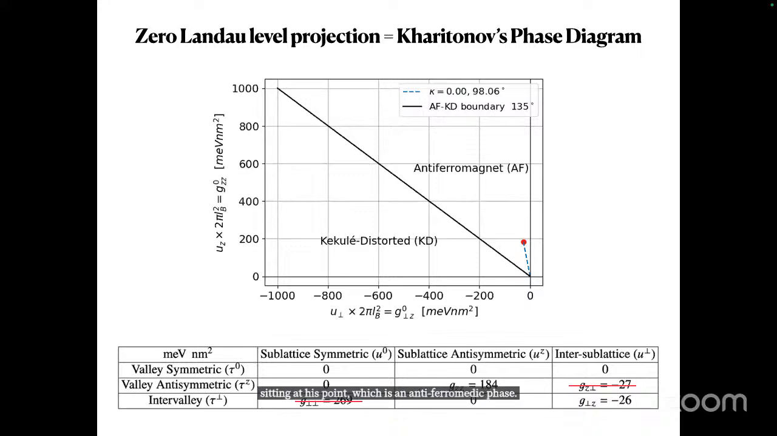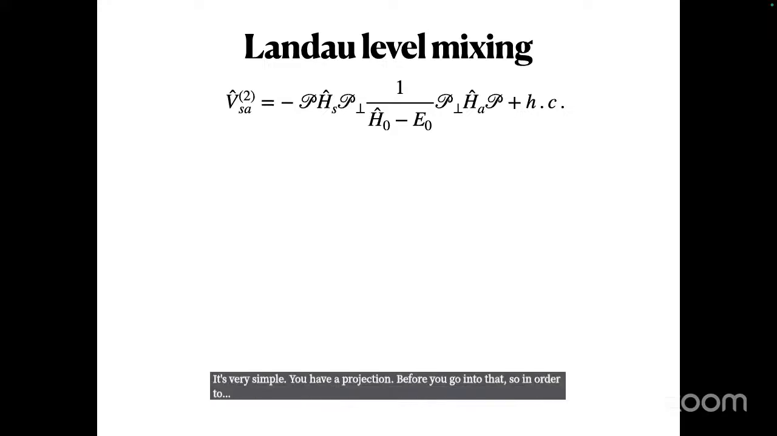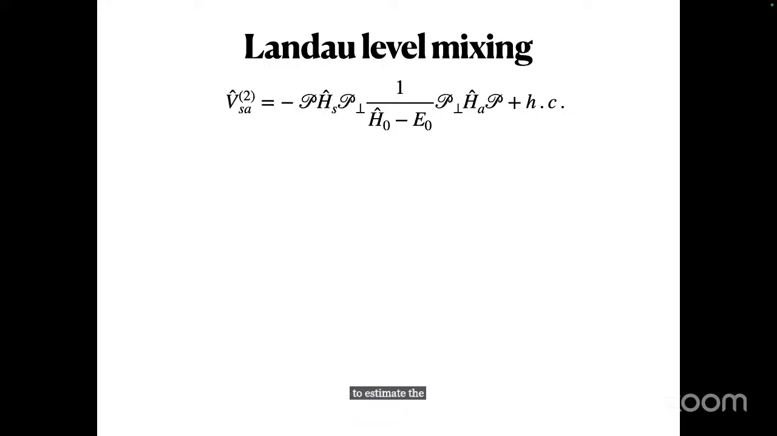Okay. So now let me crank up, let me now include Landau-Level mixings. To compute Landau-Level mixing, we use a perturbation theory. It's very simple. You have a projection. So, yes. Actually, before you go into that, so in order to estimate the electron phonon coupling contribution, you use only the lowest optical phonon? There are 6 phonon branches, but the strongest electron phonon coupling comes from the highest optical phonon branch.